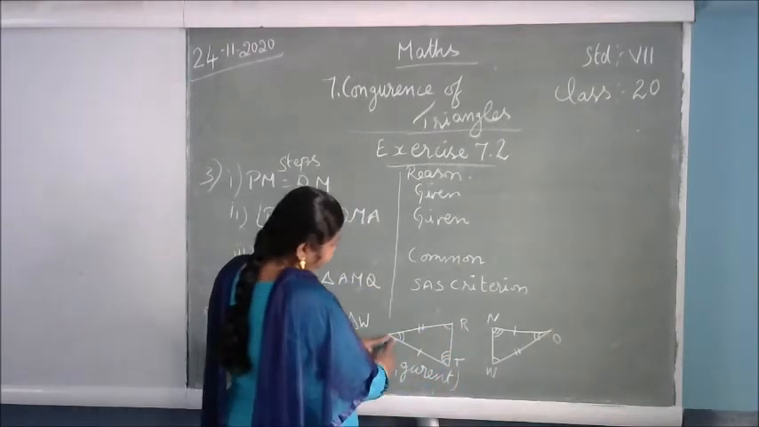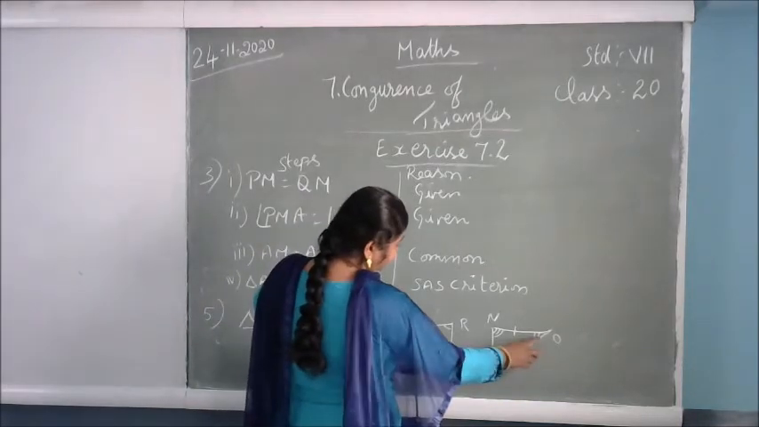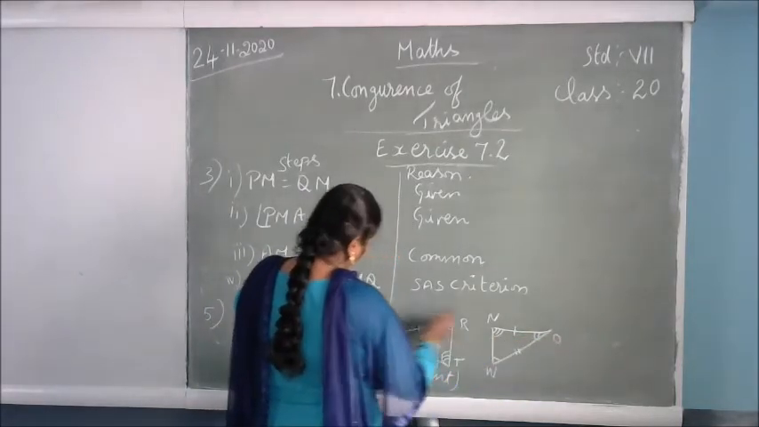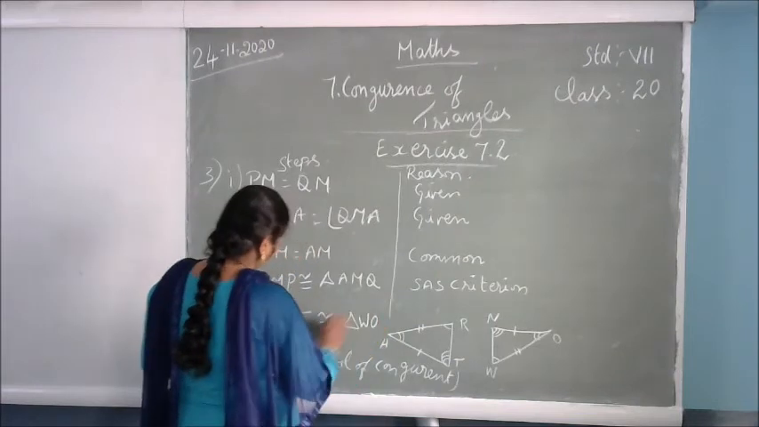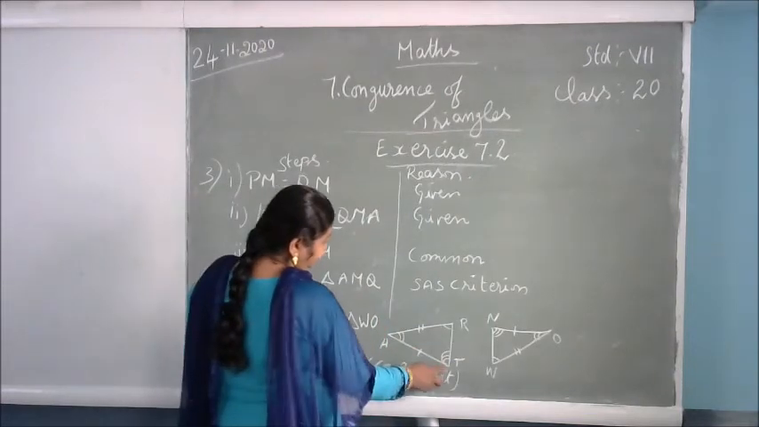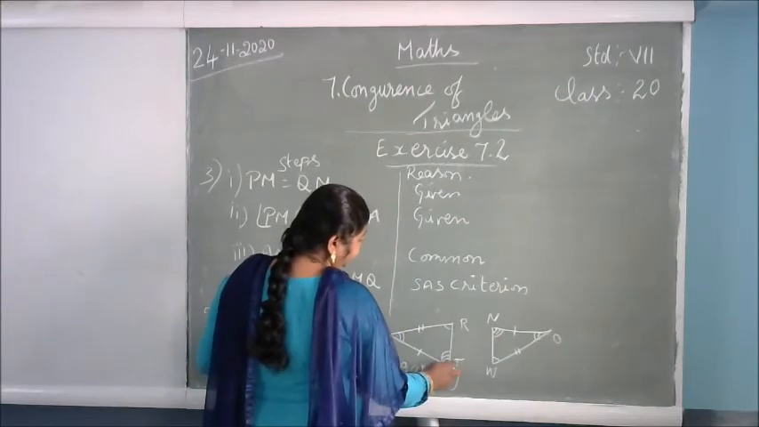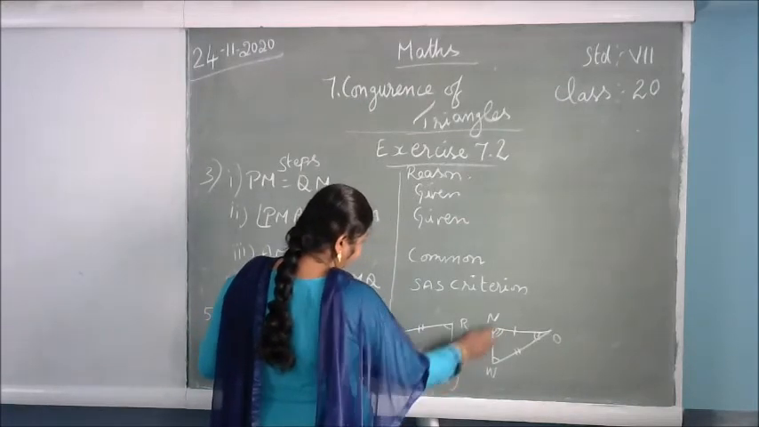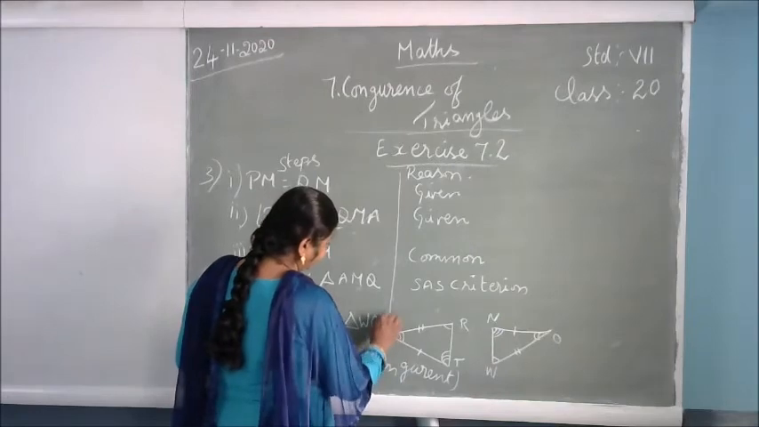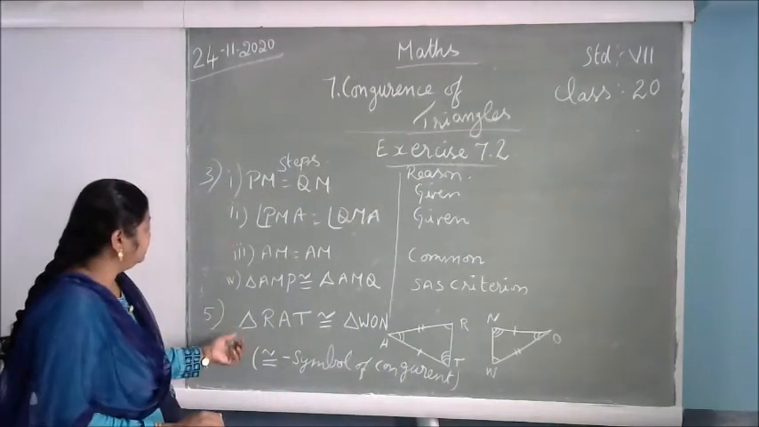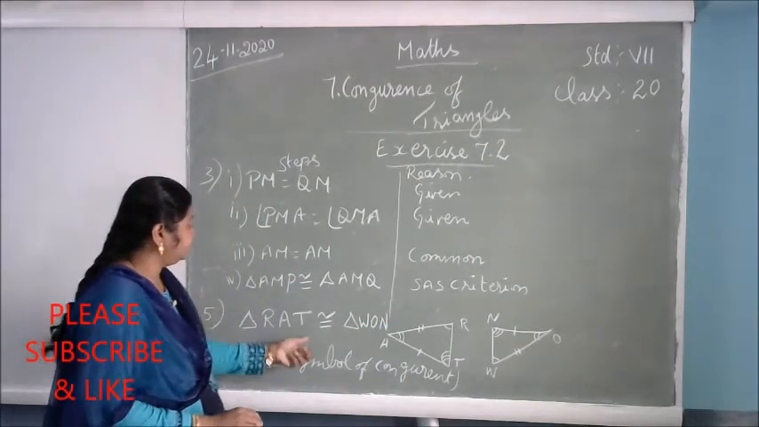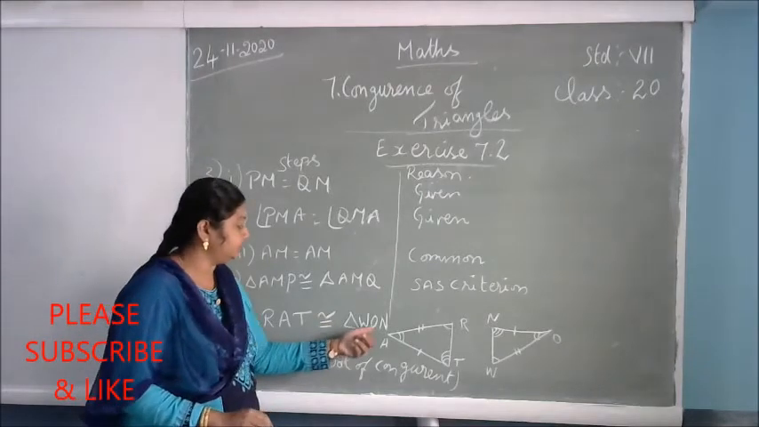A is here. Which angle has two lines? Yeah, O has two lines, so O you should write. Next, T. T has three lines. Okay, this angle is equal to this angle, so instead of T you have to write one more angle. That's how triangle RAT is congruent to triangle WON.